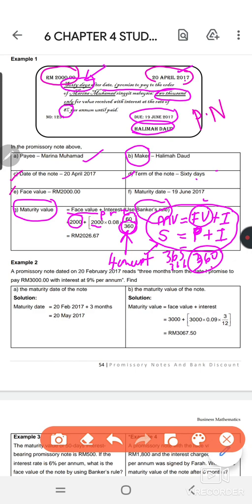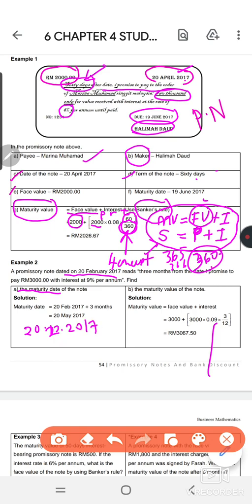Okay, example 2, a promissory note dated on 20 February 2017 reads 3 months from the date I promise to pay RM3,000 with interest 9% per annum. Find the maturity date. Okay, dia nak kat sini dia nak maturity date. So dia bagi promissory note, maknanya tarikh nota tu adalah 20 hari bulan 2 2017.